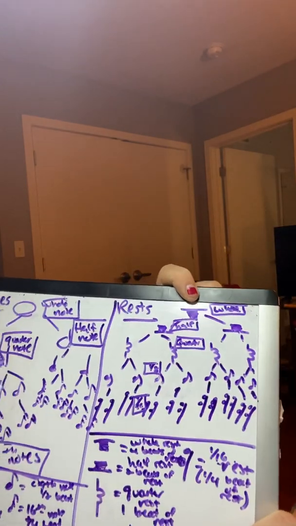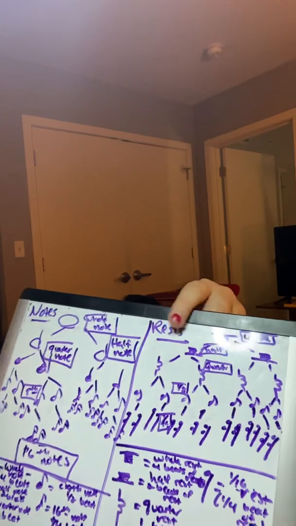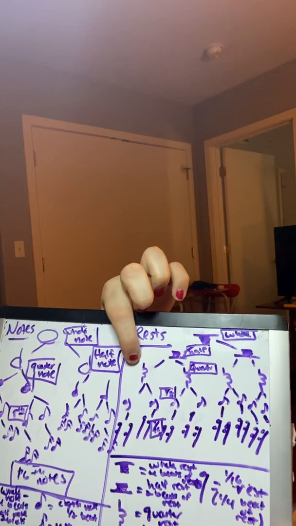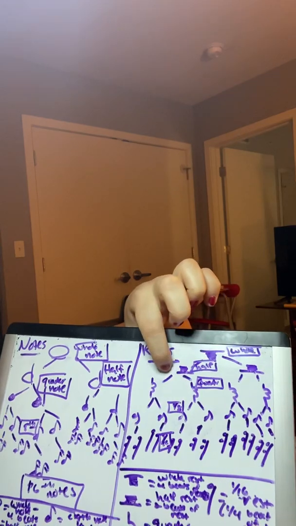So this one is a whole rest. It gets 4 beats. 4 divided by 2 is 2. So 2 plus 2 is 4, right? So you have a half rest here and a half rest there. Your half rest, we're going to take that and divide 2 in half. 2 divided by 2 is 1. So you have a quarter rest and then another quarter rest. 1 rest plus another rest equals a half rest. So you have those two rests.